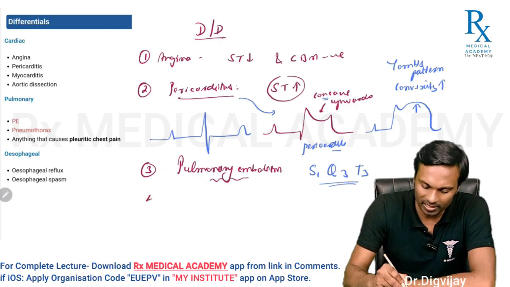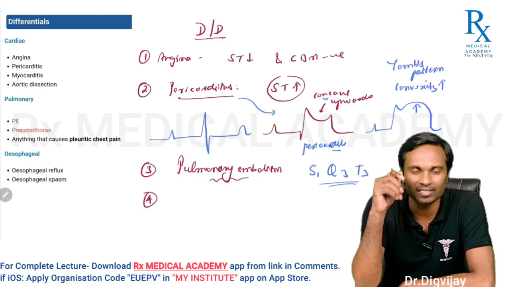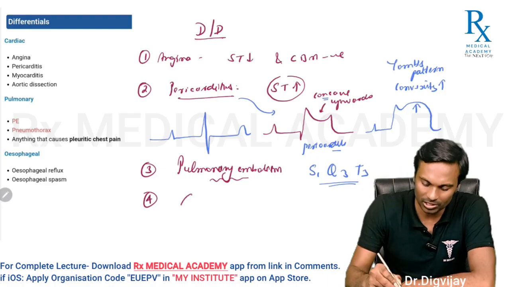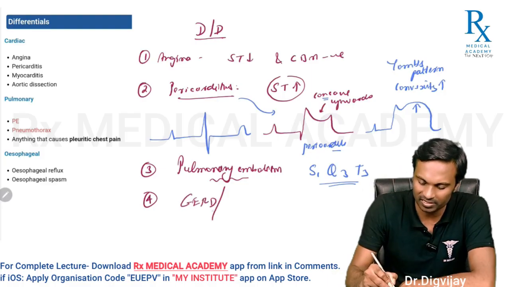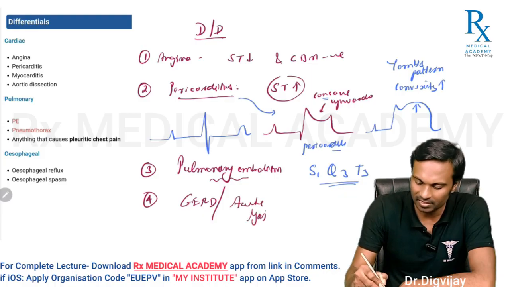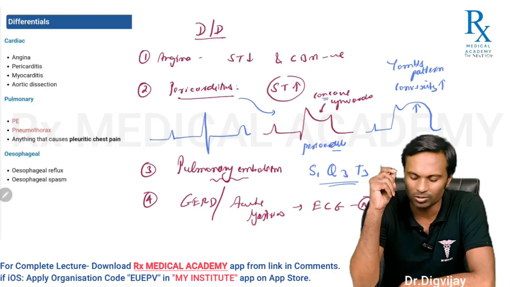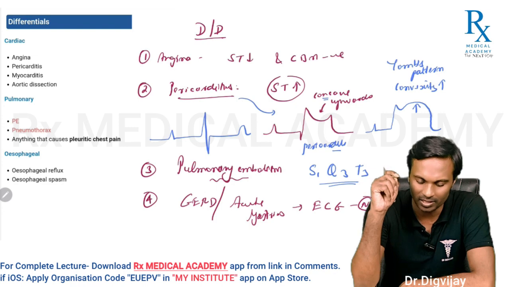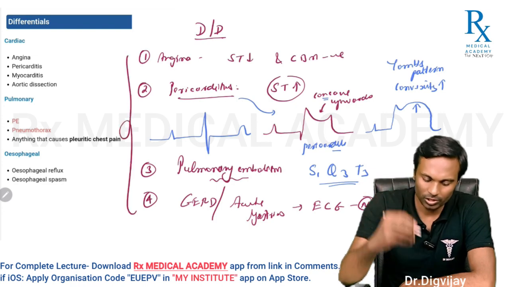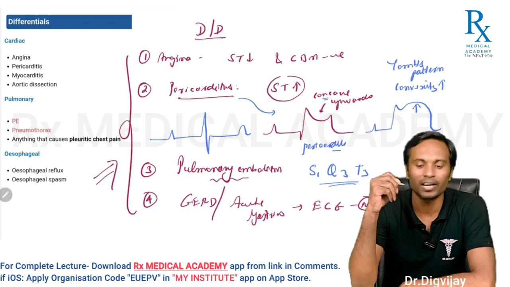And last but not the least, there can be chest pain mimicking angina or heart attack due to GERD, that is gastroesophageal reflux disease, or due to acute gastritis. But in these cases, the ECG findings will be normal, that is the ECG will come out to be absolutely normal, and later on you can also go for a stress ECG test and it will again come out to be normal. So these are close differentials of myocardial infarction.